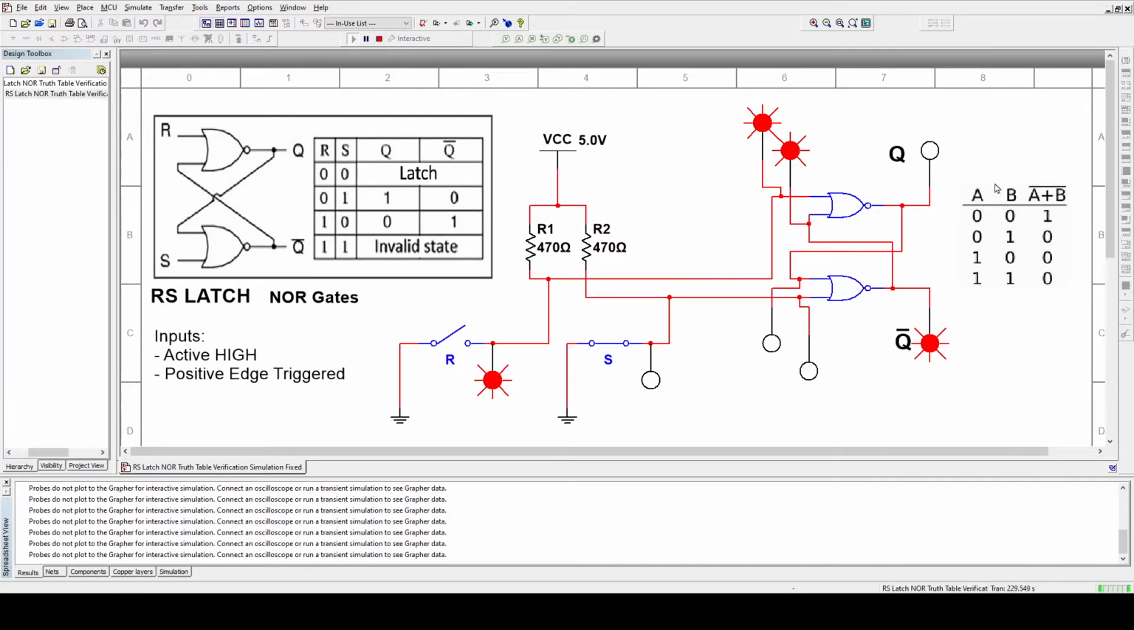Here's the truth table of the NOR gate. 0, 0 gives you 1. Anything else will give you 0. If it was an OR gate, this whole thing would be reversed. It would be 0, 1, 1, 1. But because of the inversion bubble, it's the inverted version of an OR gate. So here's the truth table, and let's analyze that.